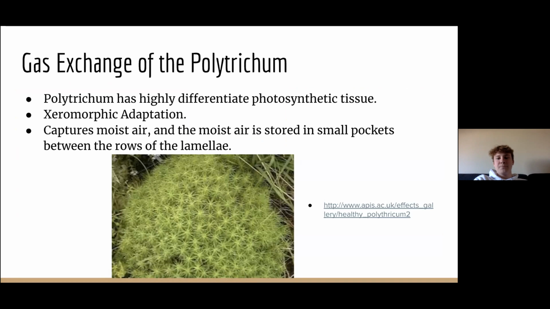the lamellae. We know that mosses do not have roots, therefore they do not have the capability to take in water through roots. Instead, the polytrichum takes in water through its body. The polytrichum is able to breathe through its skin through simple diffusion.